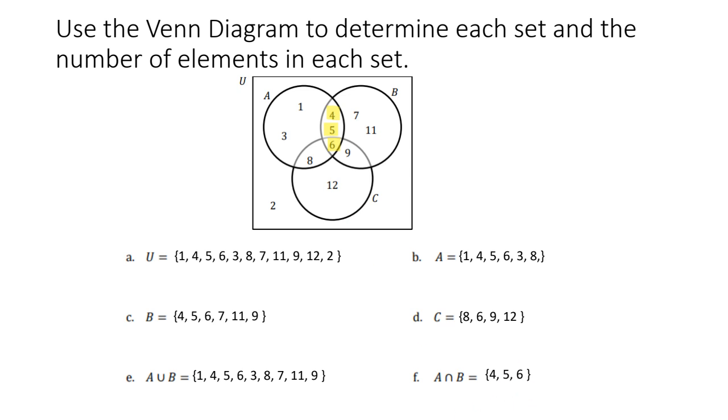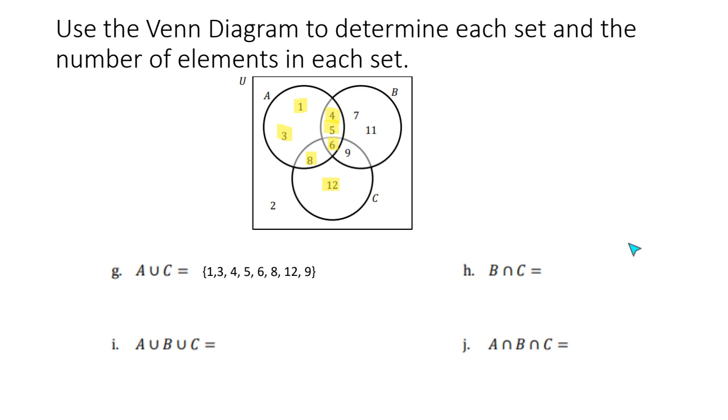Let's try a couple more. We have A union C, which is going to be everything in A and C. So that would be 1, 4, 5, 6, 3, 8, 12, and 9. I didn't highlight the 9, but thankfully I put it in my answer, so 9 is also part of this solution. Okay, I'll give you a second to try B intersected with C. See if you can get that answer.